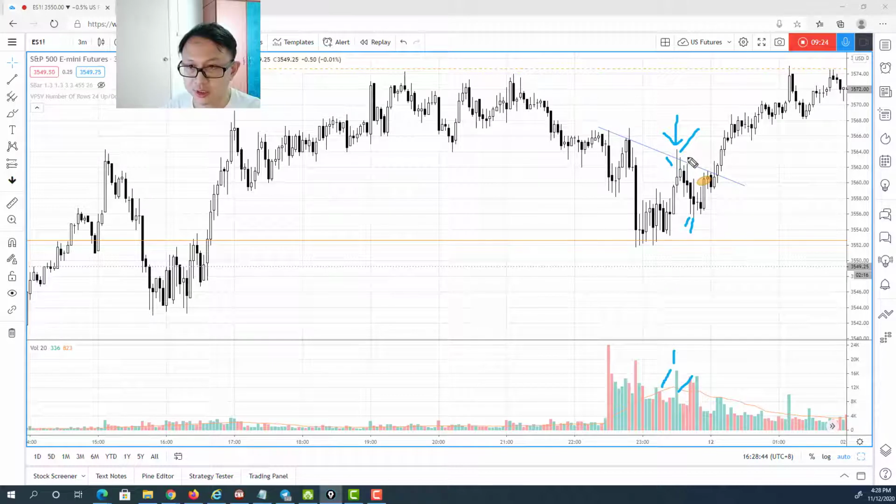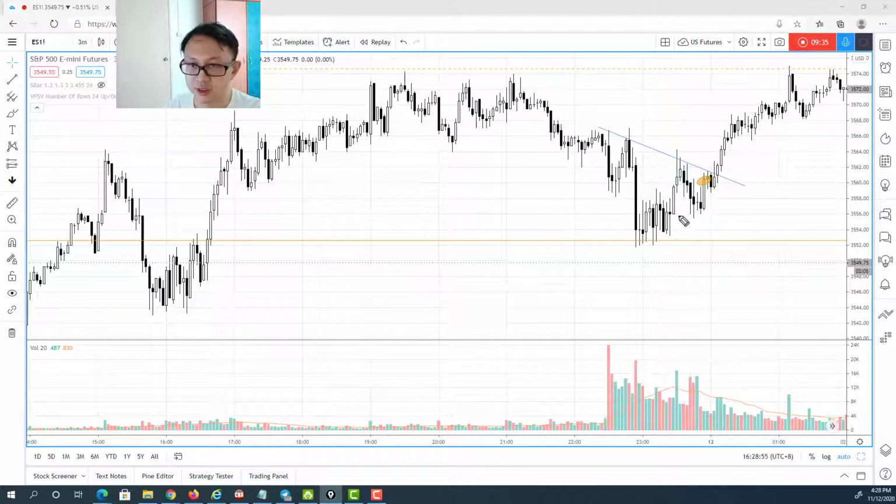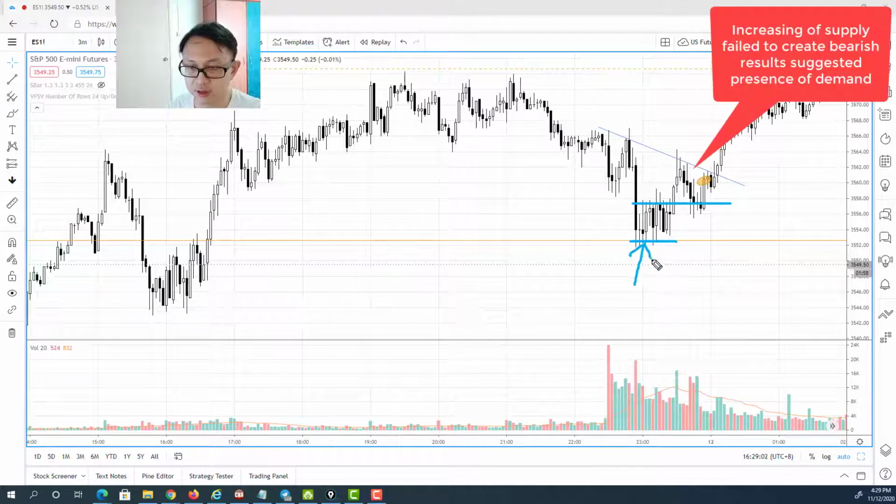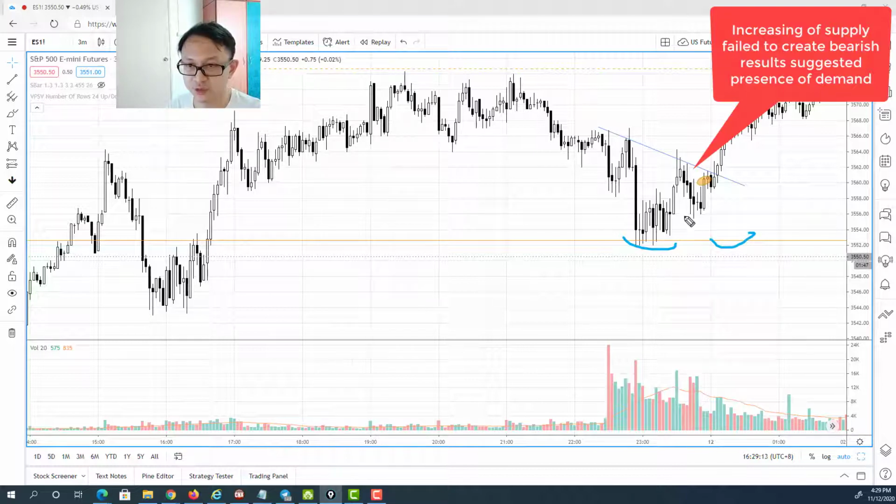So overall I would say that this downswing, compared to the previous downswing, definitely shows an increase of supply. But take a look at the results here. It just barely tested the localized trading range here. That localized trading range acted as a support, and it did not really go all the way back to test the swing low here. Instead it just formed a higher low with an increasing of the supply.